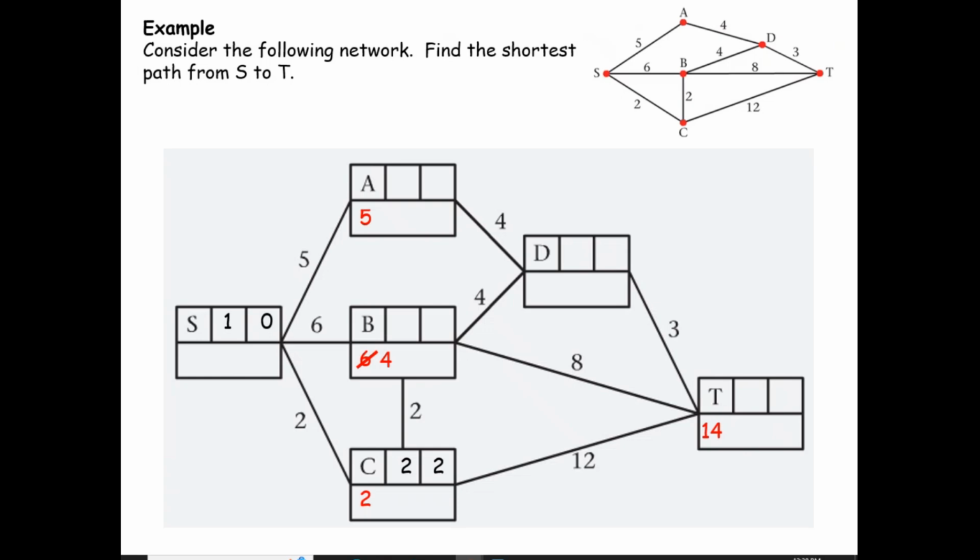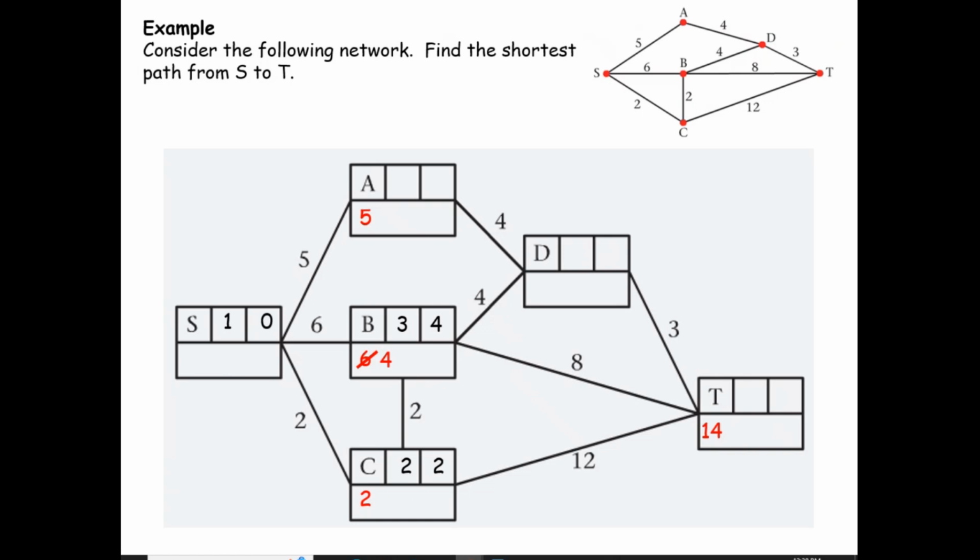Look at the ones that have not been permanently labeled up yet. So that's A, B, and T, and choose the smallest of those, which is B. So we're going to label that up with the number 3. That's the third one we're adding on, and it's now got a permanent label of 4 in there. Look at the ones directly connected up to B. So we don't need to worry about S and C. They've already been permanently labeled. D and T are directly connected as well.